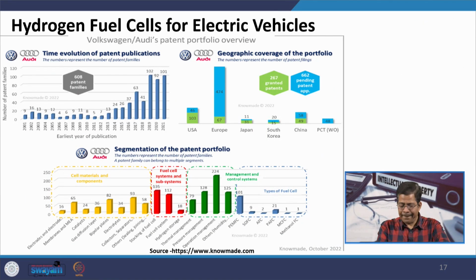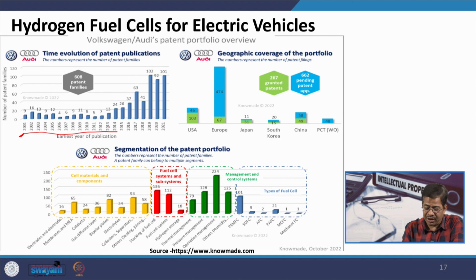Going further, you can also see how the patent publications have evolved over a period of time. From 2009 to 2012, 13, 14, these are just in single digit or two digits, it is fluctuating. But from 2014 onwards, there is a significant improvement in the number of this particular patent family.